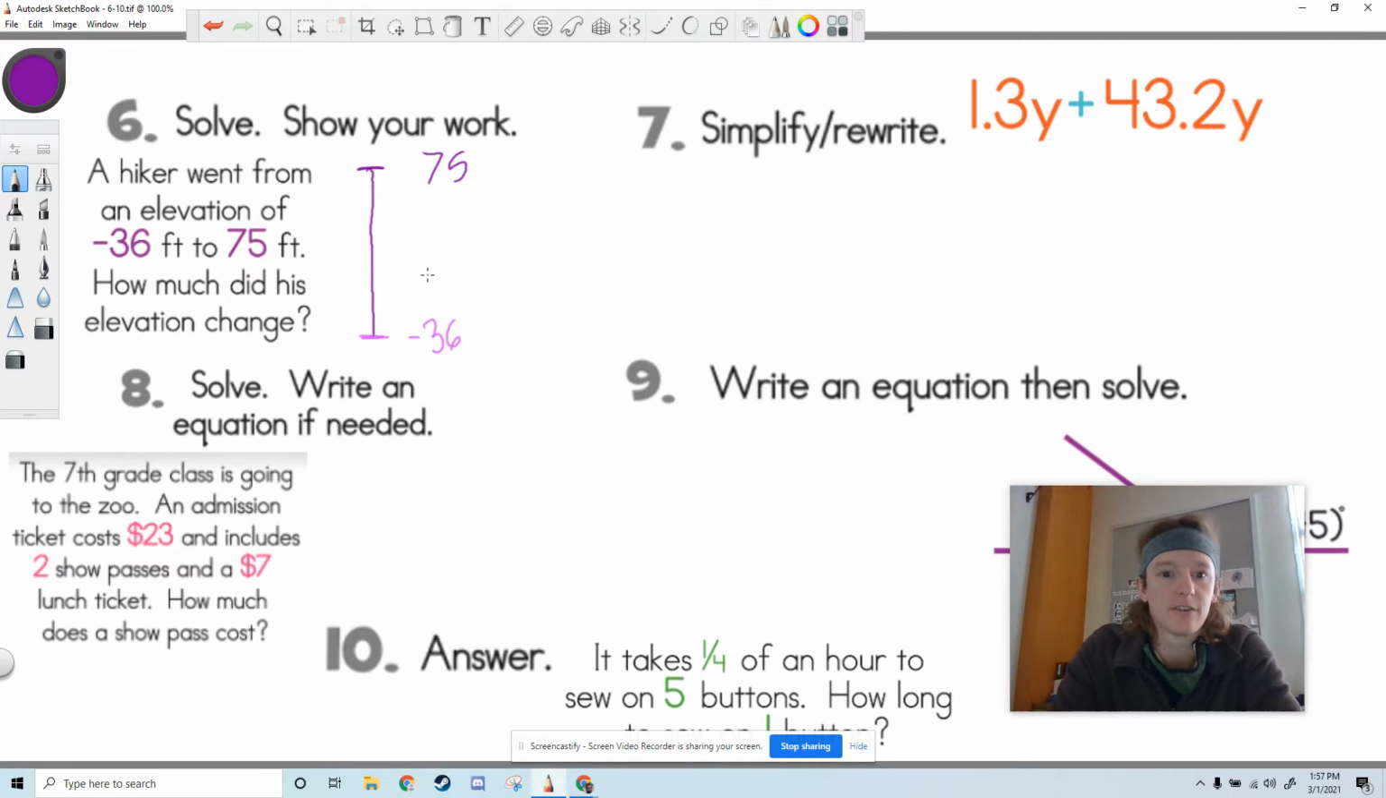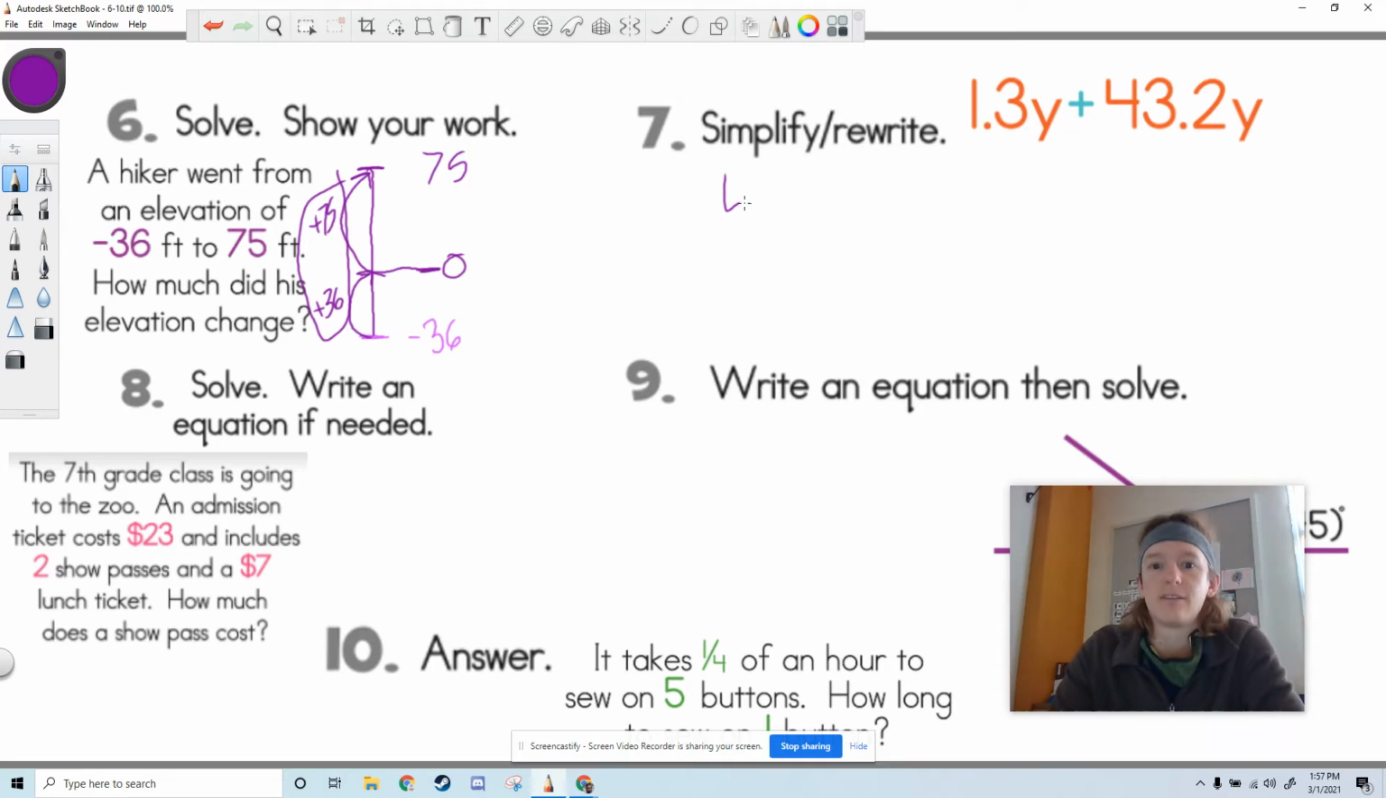Notice from negative 36 to 75, we are going to pass 0. So from here to here, we went up 36. From here to here, we're going up 75. So how much total did we go up? Whatever that plus that is.